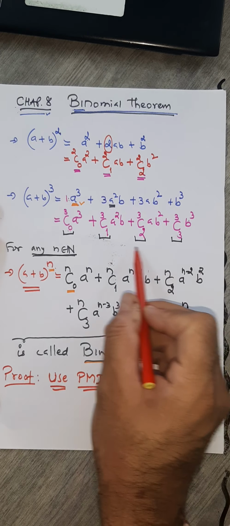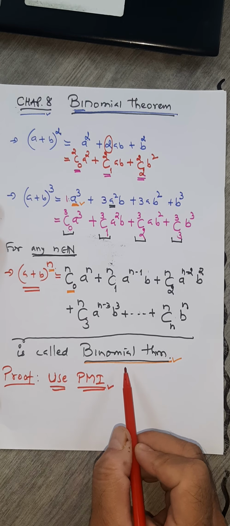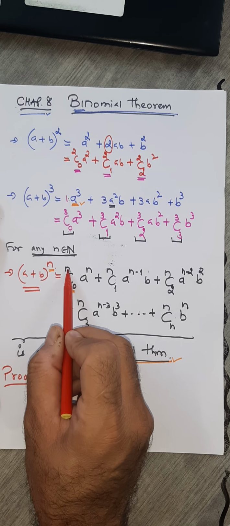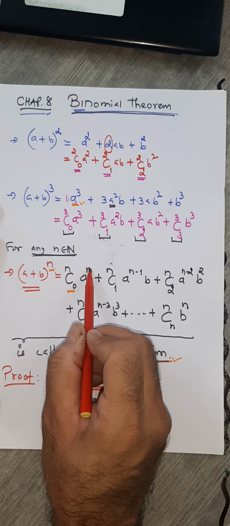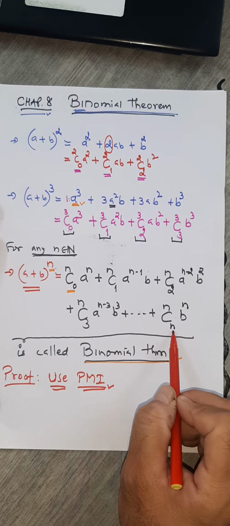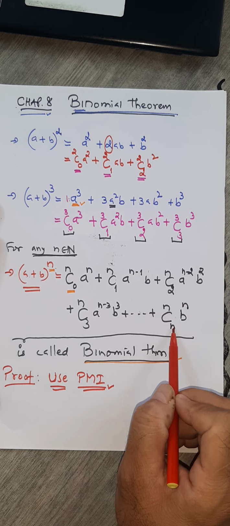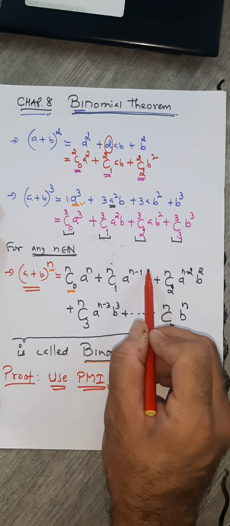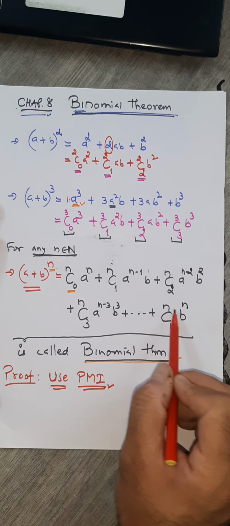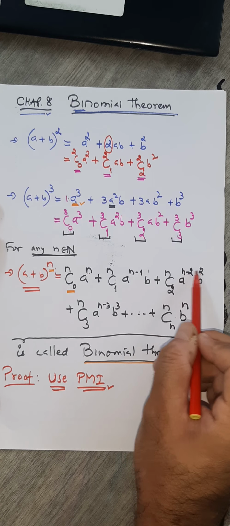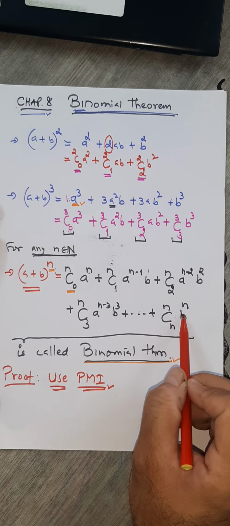I hope this is clear to you what I'm trying to tell you. I'll repeat one more time. (a plus b) raised to n starts with nc0, highest power of a being n. Then increase indices nc1, nc2 up to ncn. We stop when these two are equal. Decrease the power of a, simultaneously increase the power of b. Here power of b is 0, remember. Here n minus 1, 1, n minus 2, 2, n minus 3, 3, and finally b raised to n.